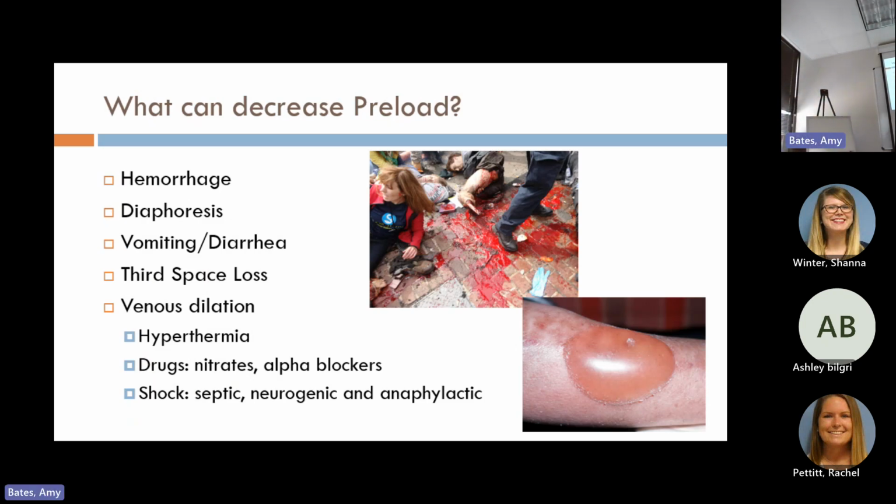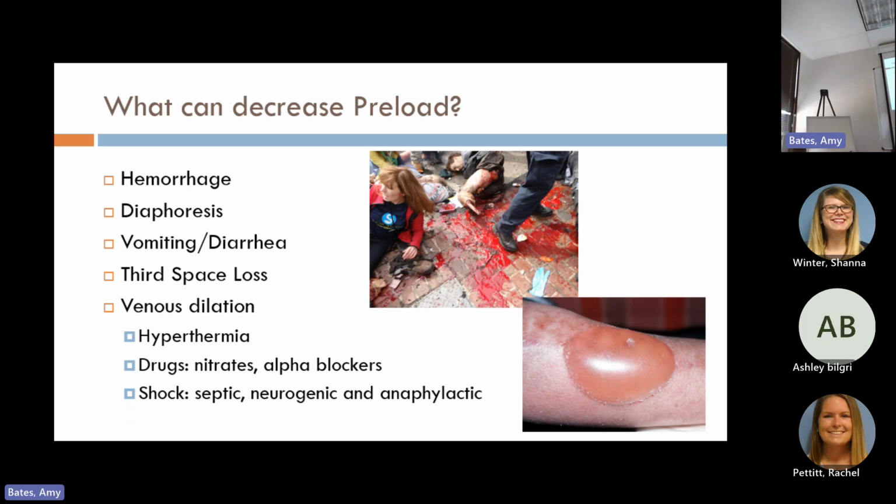So decreasing preload: you have a hemorrhage, a trauma comes into the ER, they've already lost a lot of blood, so there's decreased preload there. Diaphoresis, vomiting and diarrhea, third space loss. You can have venous dilatation, right? So what's dumping blood back into the heart? Inferior vena cava, superior vena cava, your venous return to the heart.